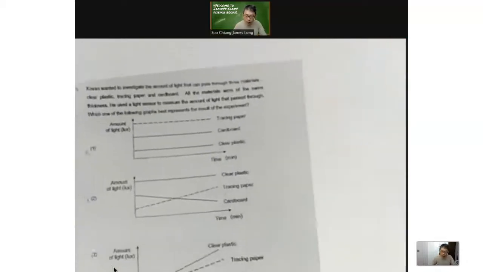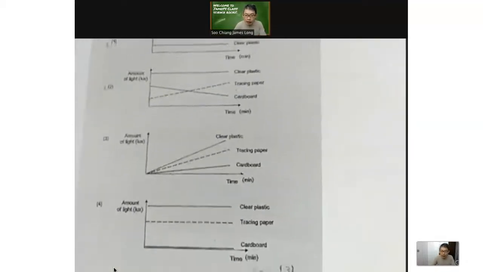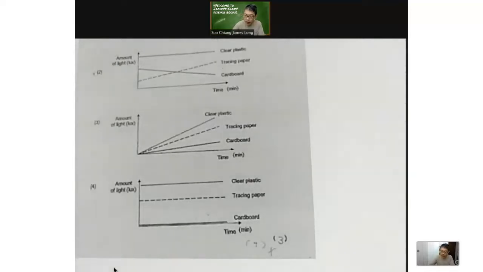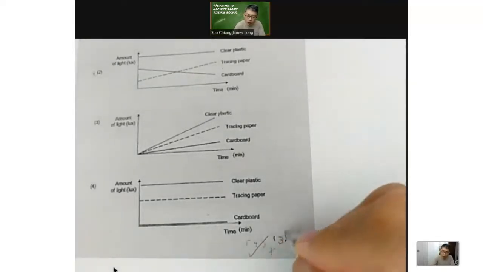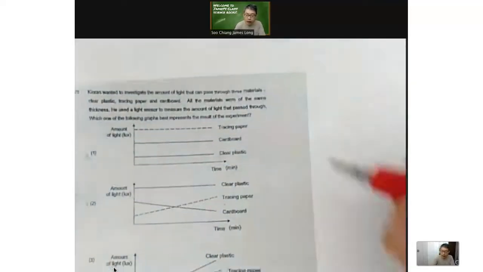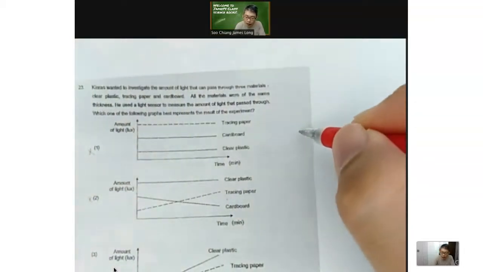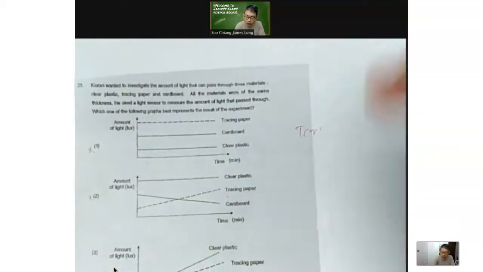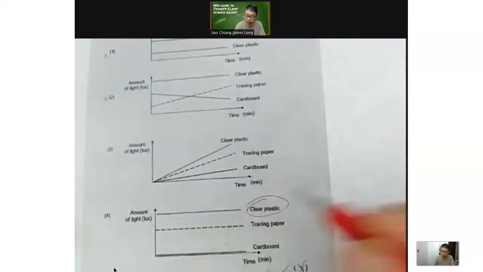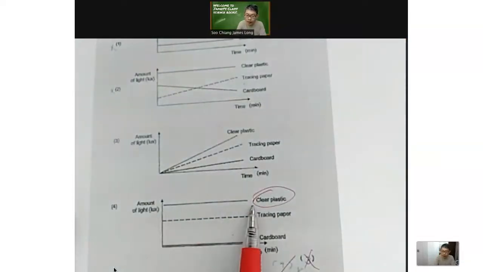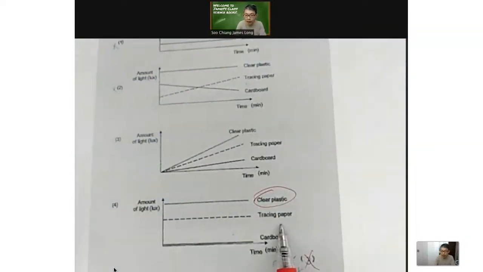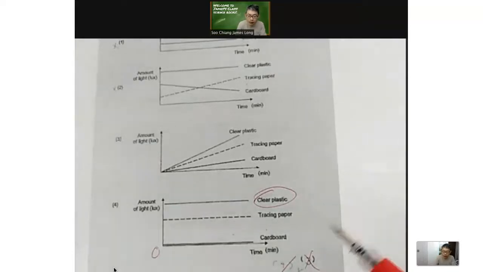Now, this question here, the answer key is actually, I think, correct. Alright, your answer here is wrong. Why? Firstly, you should know that we talk about degree of transparency. So the most transparent will be clear plastic. It lets the most light pass through. Tracing paper lets some light pass through. And cardboard is opaque. It lets no light pass through. This is 0. So yeah, that's why this is the answer.